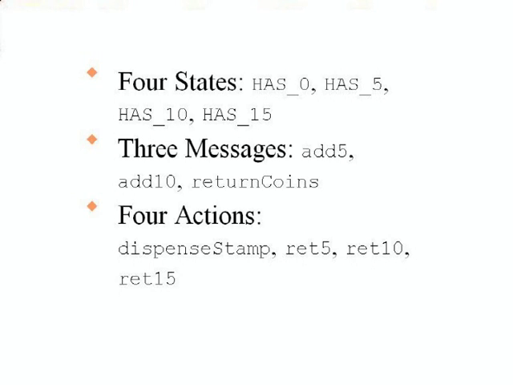And there's three messages you can send to this mathematical machine. Add 5 means add a nickel, add 10, add a dime, and return coins. And the four actions it can take are dispense a stamp, return a nickel, a dime, or 15 cents. Okay?